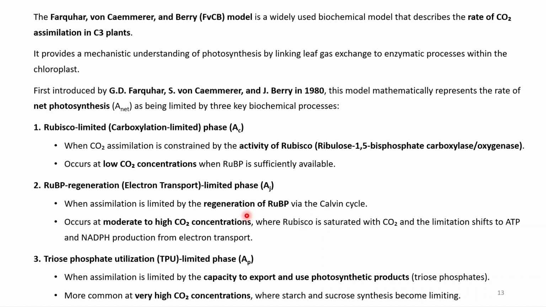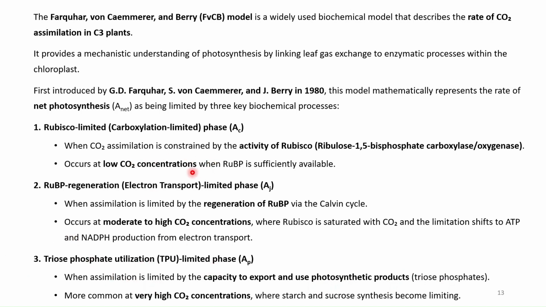Similarly, when assimilation is limited by the regeneration of RuBP via the Calvin cycle. During the Calvin cycle, we also learned how RuBP is regenerated, and when the carbon dioxide assimilation rate is affected by RuBP regeneration being too high or too low, that phase is called the RuBP regeneration limited phase. Similarly, the triose phosphate utilization limited phase is where carbon dioxide assimilation is constrained by the capacity of exporting and using triose phosphate.